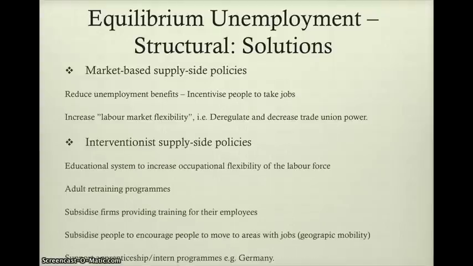Moving on, interventionist policies could be to provide a great educational system that will increase the occupational flexibility of the labor force, or to provide adult retraining programs, to subsidize firms providing training for their employees, or to subsidize people to encourage people to move to areas with jobs. For example, if they get a tax break by moving to another area. And they could make or support internship or apprenticeship programs to develop the actual skills needed in the labor market, for example, as they have in Germany.